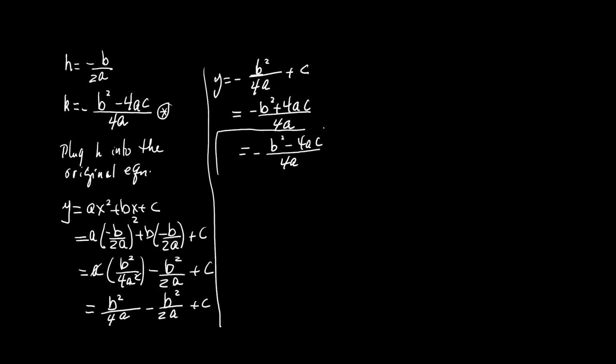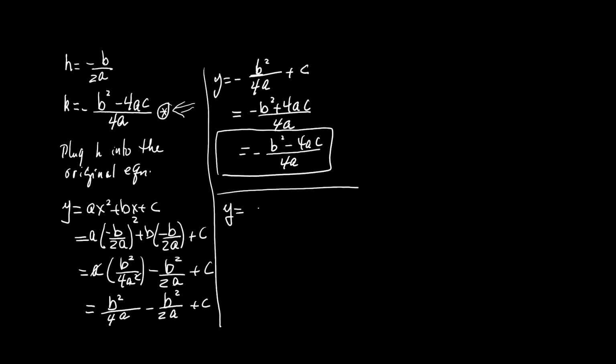And this value of k right here are the same. In other words, I can get k two ways. I can directly use negative b squared minus 4ac over 4a, or I can plug the value of h into the original equation, and that will give me the k. Either way is acceptable. You choose which one you want to use, all right?